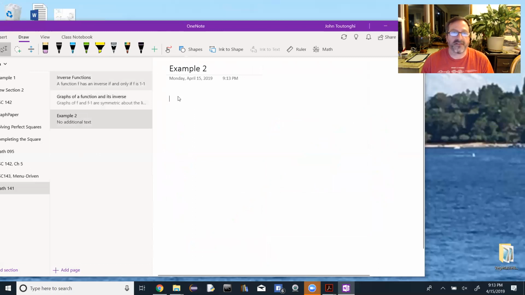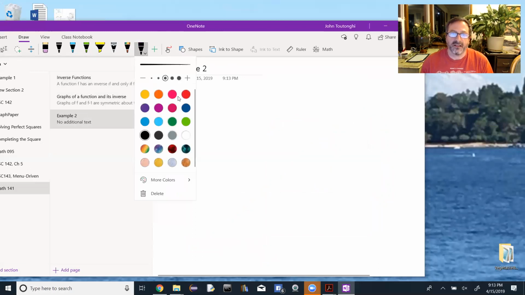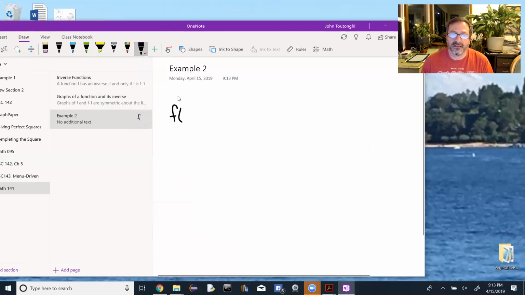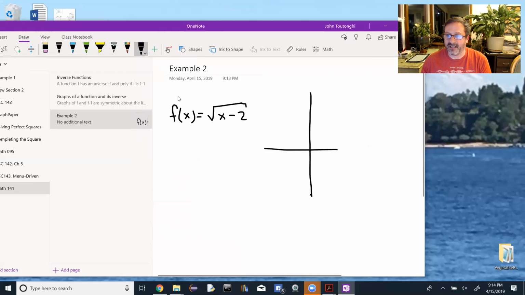Let's start off with a function f of x. Let's do another square root. Square root of x minus 2. I'll just do that one. So this is the graph of the square root of x moved to the right 2.